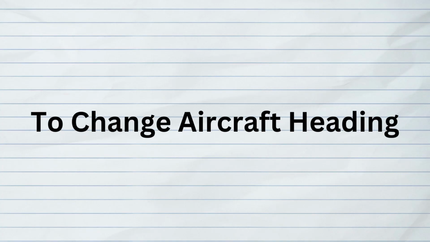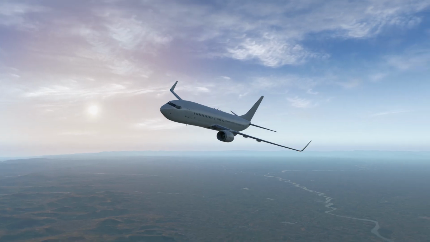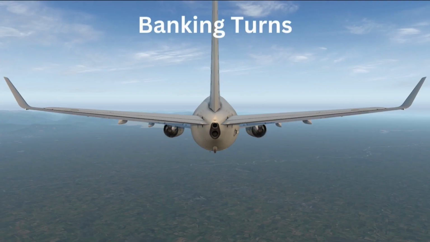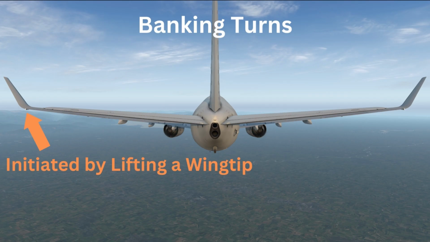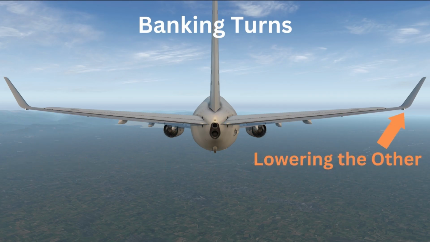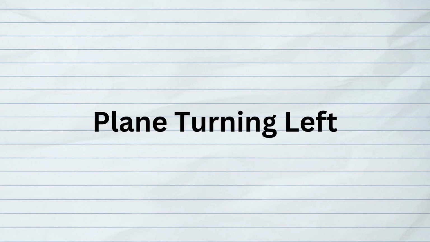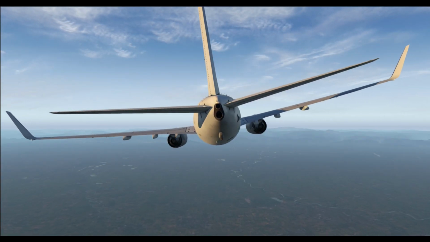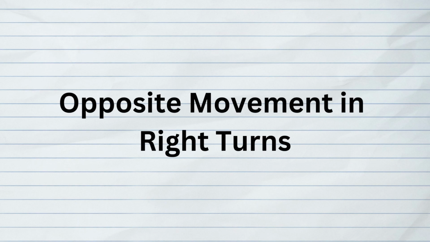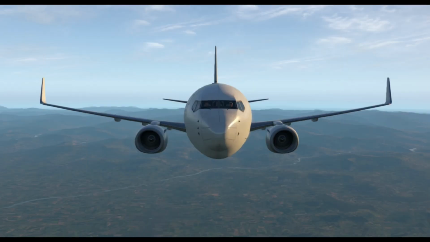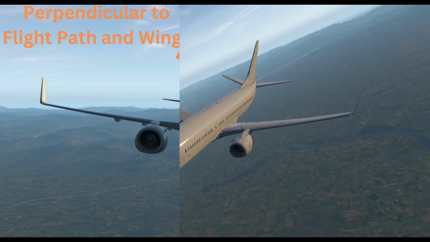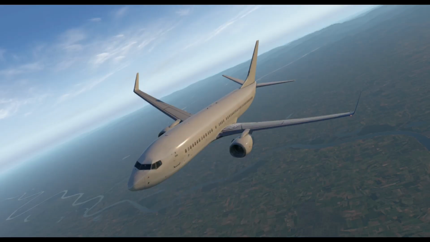In order to change the heading the aircraft is traveling in, banking turns are used, which are caused by the use of several aerodynamic devices. The turn is initiated by lifting one of the wingtips vertically, causing the other to lower. For instance, if a plane had to turn left, it would do so by lowering the left wingtip, and consequently elevating the right wingtip, with the opposite being seen in right turns. This occurs due to lift, which in level flight with no roll is perpendicular to the flight path and wings. When the wings tilt in a particular direction, the lift force also tilts into the roll, remaining perpendicular to them.